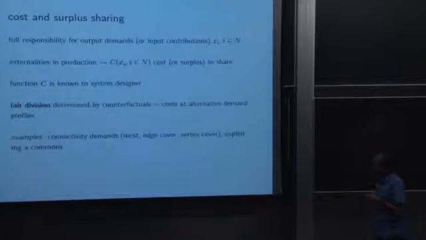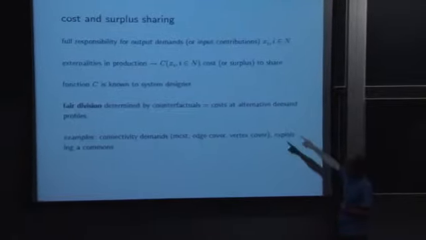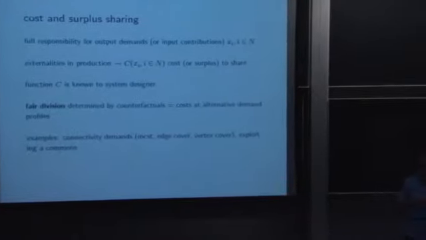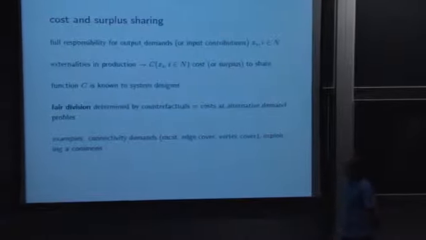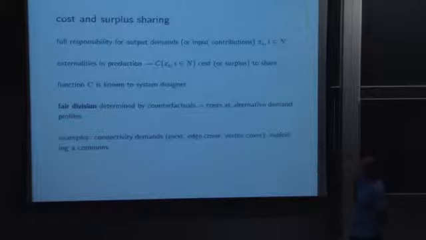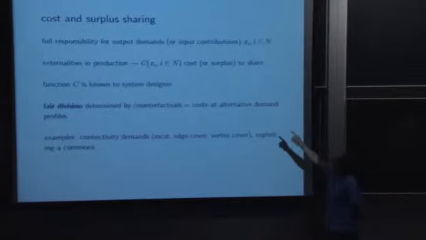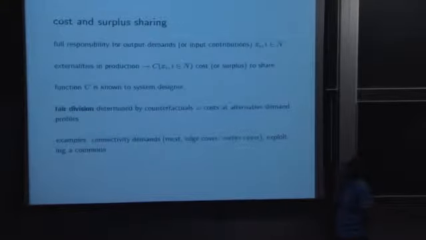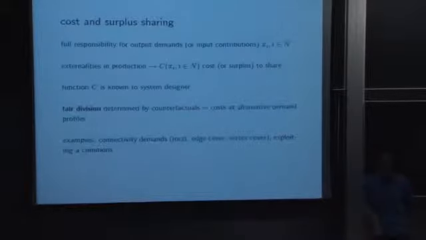So, in other words, the key object in those models is this cost function C, which of course is written here as a cost function. It could be written as a production function as well, but we're going to stick to the cost function notation. And what this cost function represents is what it's going to cost to serve a bunch of common users of the technology, who may be requesting different amounts of output.